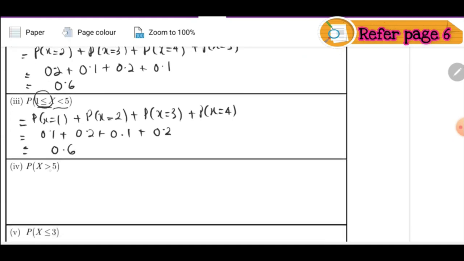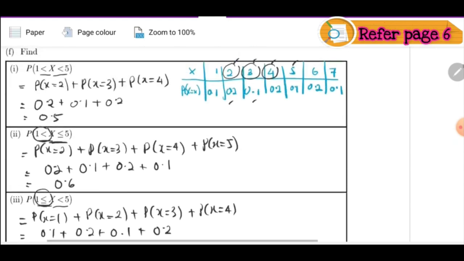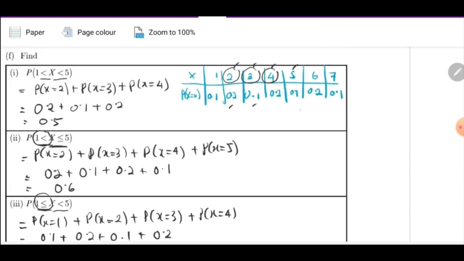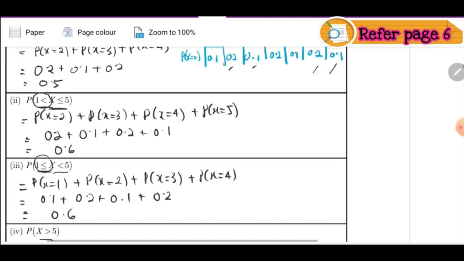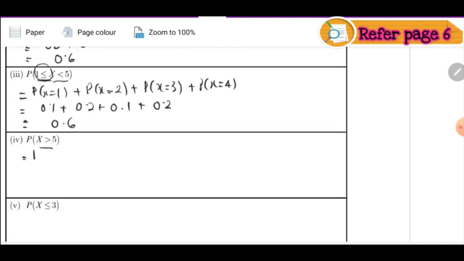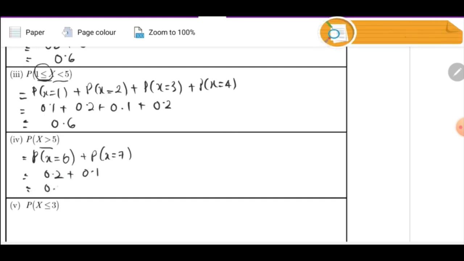Number 4. Find the probability when x is greater than 5. From the probability distribution table, we can see that x greater than 5 means we can take the values of x equals 6 and x equals 7. So P(x=6) plus P(x=7). The probability when x equals 6 is 0.2. When x equals 7 it is 0.1. So the answer is 0.3.